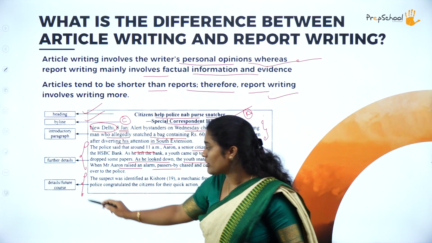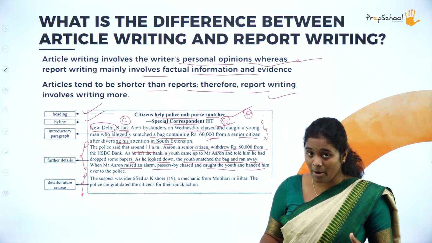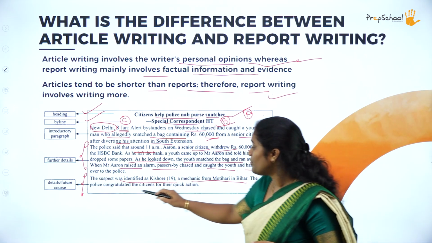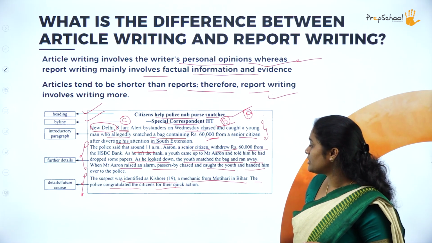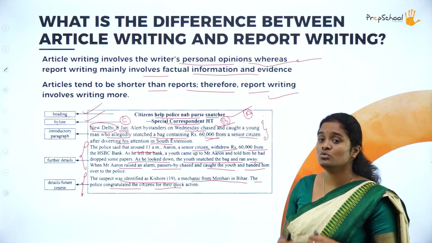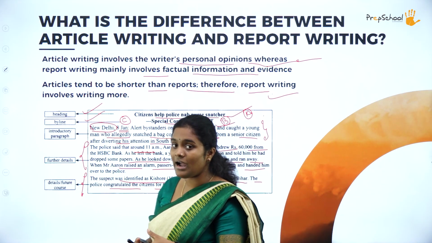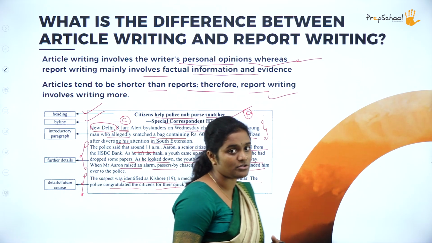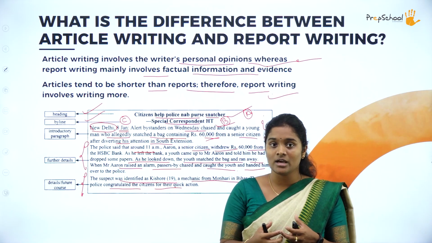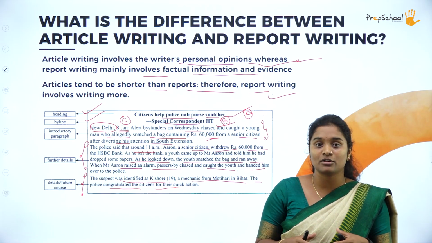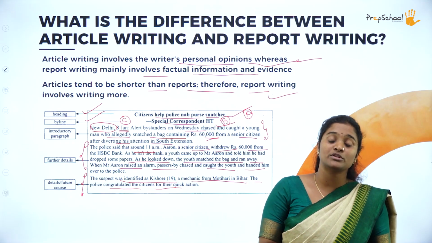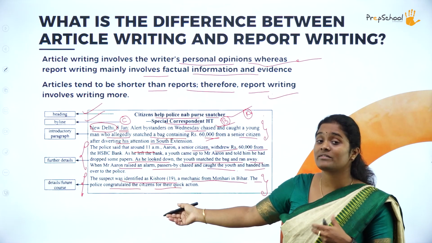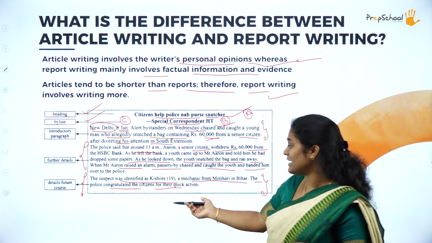Then you give details of the future course, what is going to happen, and you sum it up. The suspect was identified as Kishore, a mechanic from Motihari in Bihar. The police thanked the citizens for their quick action. Now you know who the suspect is and what is going to happen next. So either you include what the witness said about what is going to happen later on, or, in the case of a school event, the things they are going to take up in the academic way. Over here, whatever account the police has given has been provided to us.